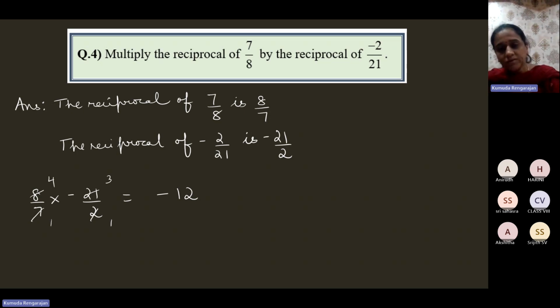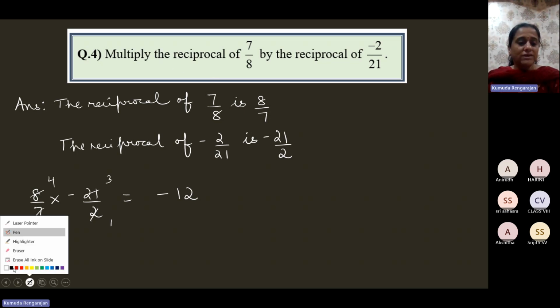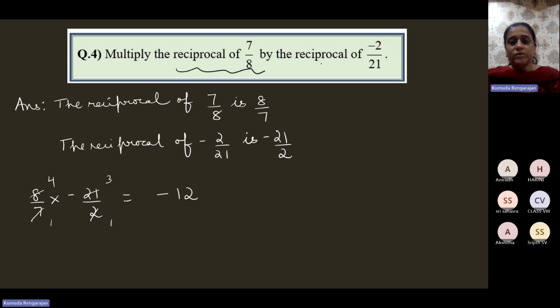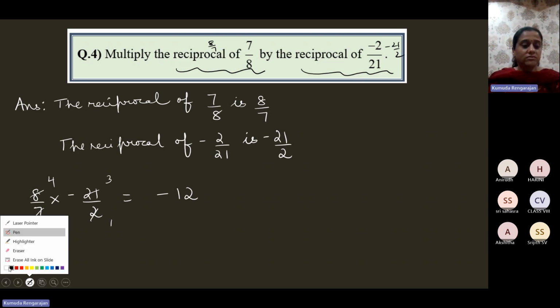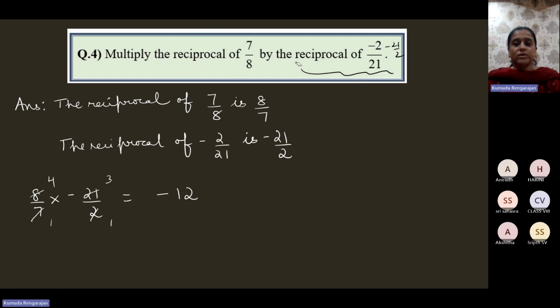So the reciprocal of 7 by 8 is 8 by 7. The reciprocal of minus 2 by 21 is minus 21 by 2. You'll have to multiply the reciprocal of the first by the reciprocal of the second. Reciprocal of this one is 8 by 7, and this one is minus 21 by 2. You need to multiply these two. So on simplifying, the answer is minus 12.